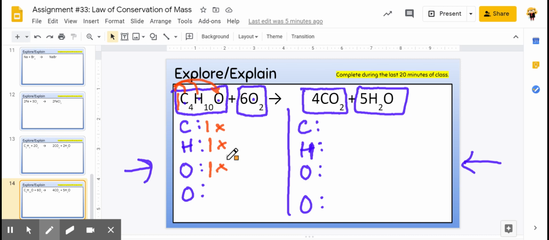But we have to also look at the subscripts. There's a 4 after the C. So 1 times 4 equals 4. There's a 10 after the H. Coefficient of 1 times 10 equals 10. And there's no number after the oxygen. It's an invisible number 1. 1 times 1 equals 1.